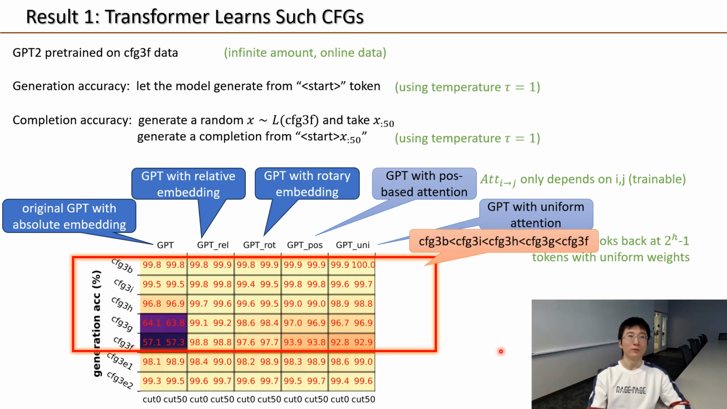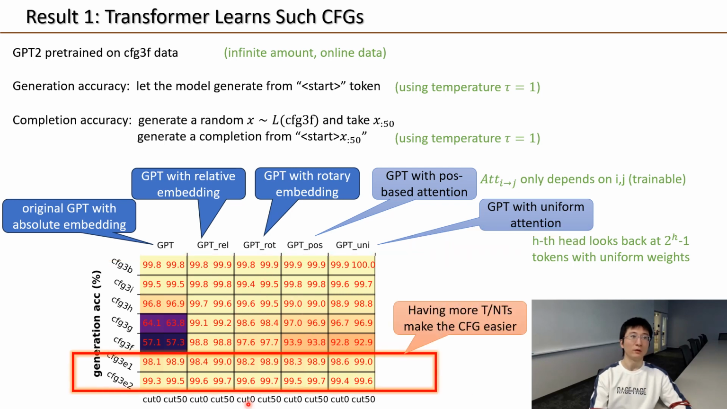And two more observations here. As I mentioned, our 5 main data sets are of increasing levels of difficulty, and indeed the performance of the GPTs also degrades as you go from top to bottom. And finally, there were the 2 data sets I put on the side for comparison purposes, the CFG 3E1 and 3E2. Those are the ones that have more terminal/non-terminal symbols, and that indeed made the CFG much, much easier to learn. So the accuracies are close to 100.